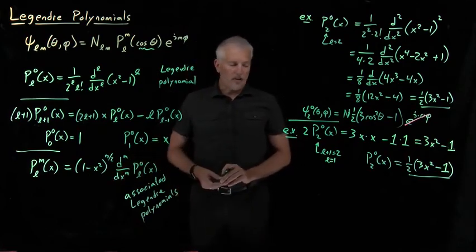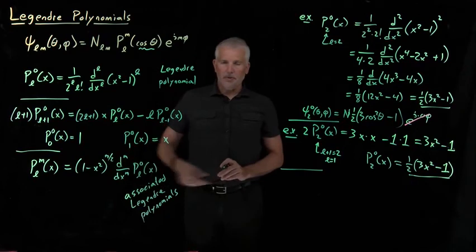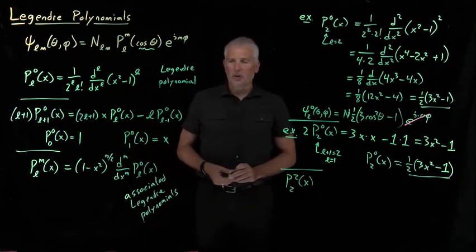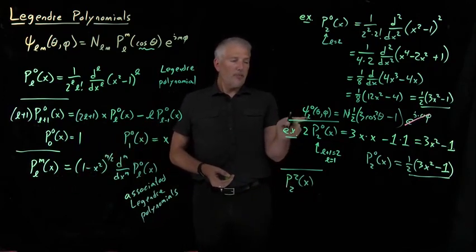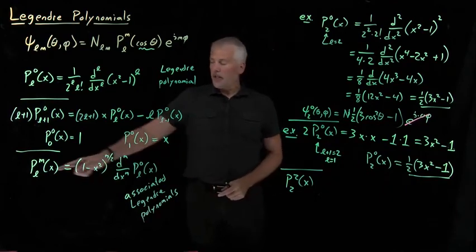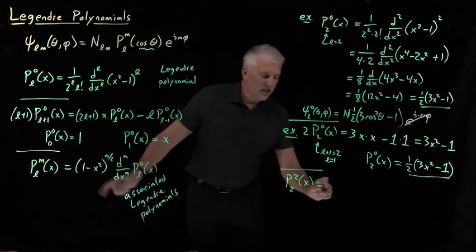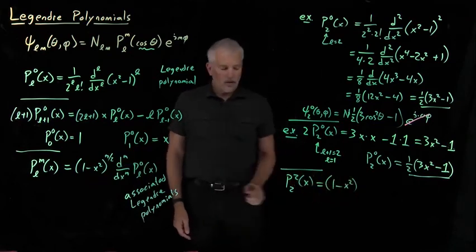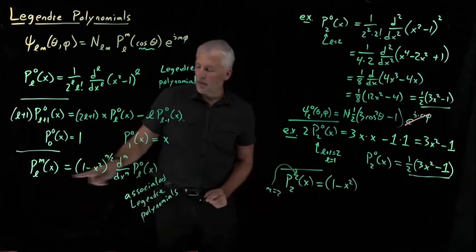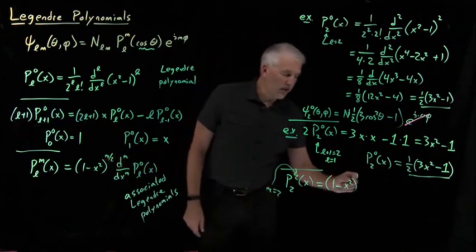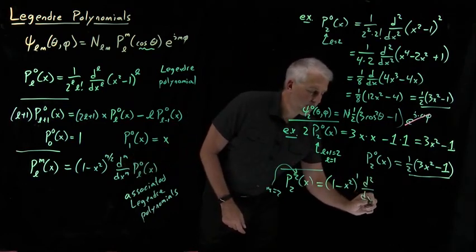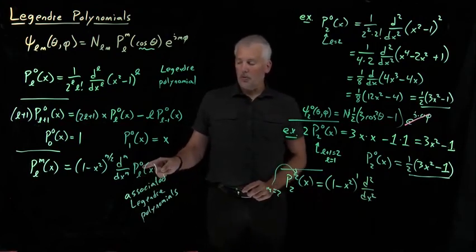And again, we have a recipe for calculating them. As our last example, let's say we want to calculate P22 just to make sure we understand how this expression works. If I already know what P20 is, it's either this or this, depending on how I obtained it. If I want to calculate P22, I just follow this recipe. So I want to take 1 minus x squared raised to a power. What value of m am I using? I've set m equal to 2, so m over 2 is just 1. The derivative I'm taking, this mth derivative, is the second derivative of the polynomial when m is equal to 0.